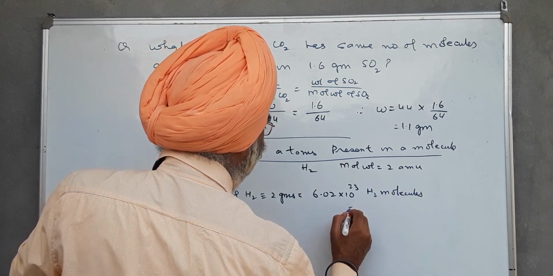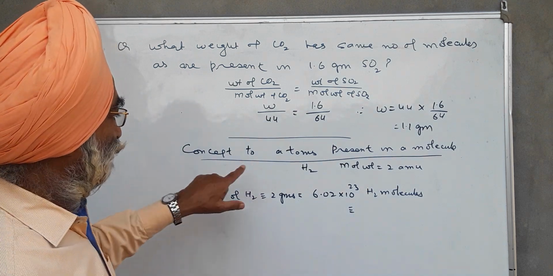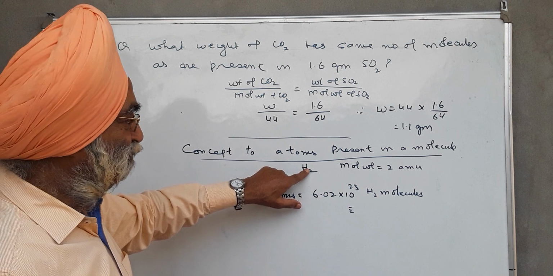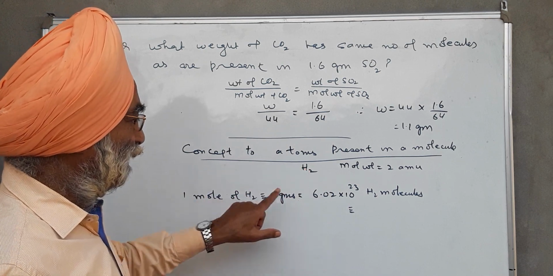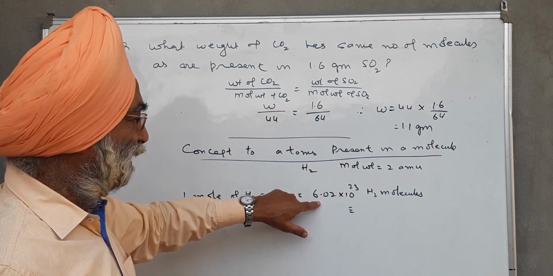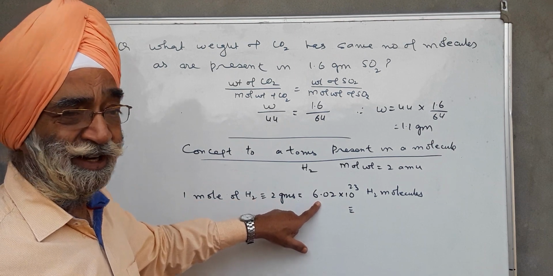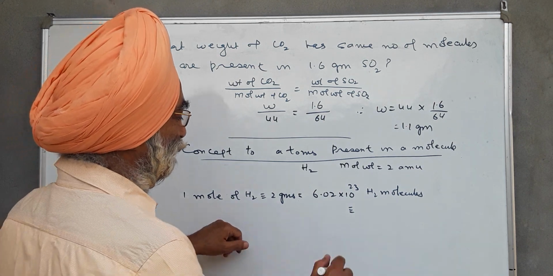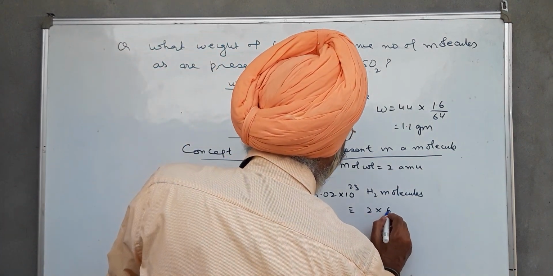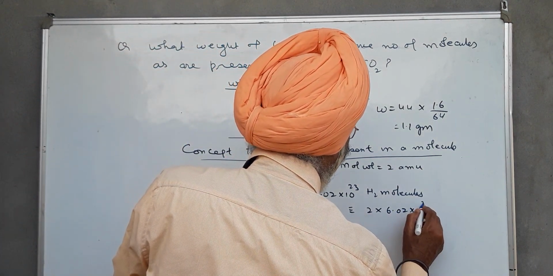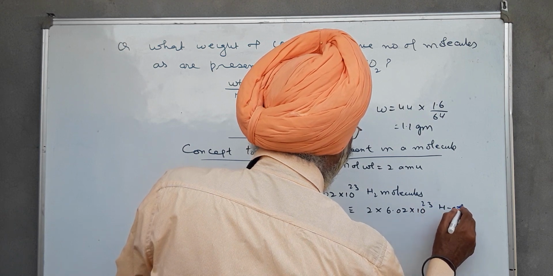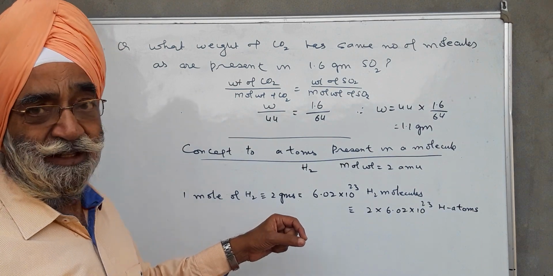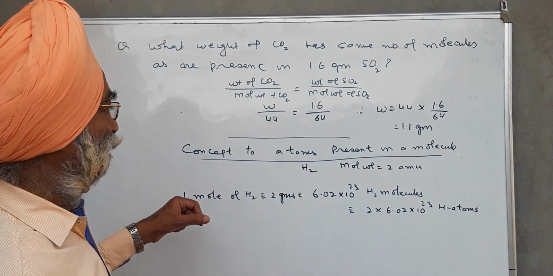And what is new in it? One hydrogen molecule has 2 atoms of it. 1 mole, or Avogadro's number of hydrogen molecules will have how many atoms? 2 multiplied by Avogadro's number. 2 into 6.02 into 10 raised to the power 23 hydrogen atoms. This is another step in this mole concept.